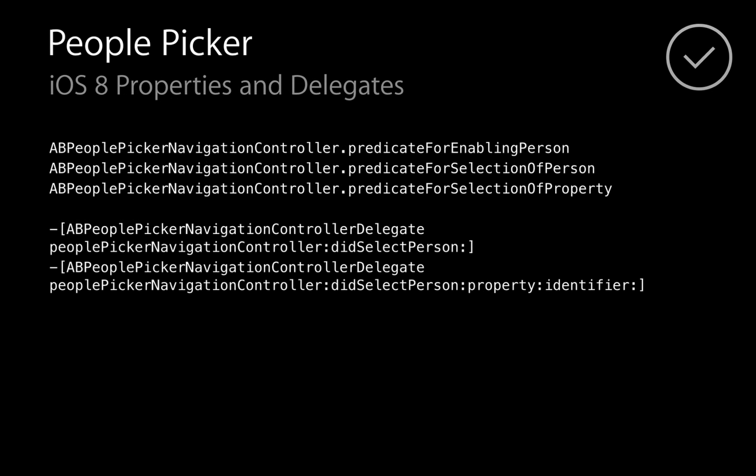And we also have some new properties and delegates in iOS 8. ABPeoplePickerNavigationController predicateForEnablingPerson, predicateForSelectionOfPerson, and predicateForSelectionOfProperty. And the new delegates are ABPeoplePickerNavigationControllerDelegate, peoplePickerNavigationController didSelectPerson, and didSelectPerson property identifier. So go and update and migrate early.